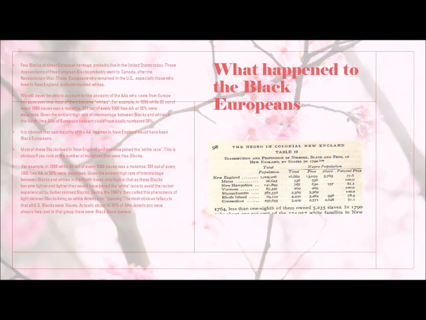The most obvious fallacy is that all United States Blacks were slaves. No, they weren't all slaves. Actually, about 16 to 20% of foundational Black Americans were always free. And in that group, there were Black slaveholders. This would include Black Europeans and Black Native Americans. As you can see in this chart on the right-hand side, you can see the various Negroes in colonial New England. You can see the distribution of slaves, free men, and so on. So you can take a minute and look at it.